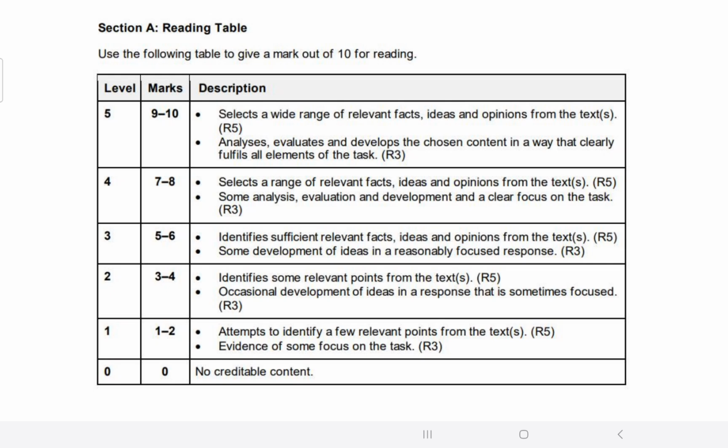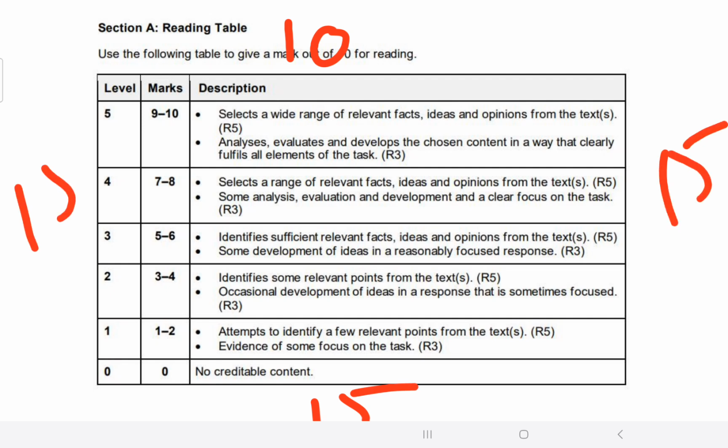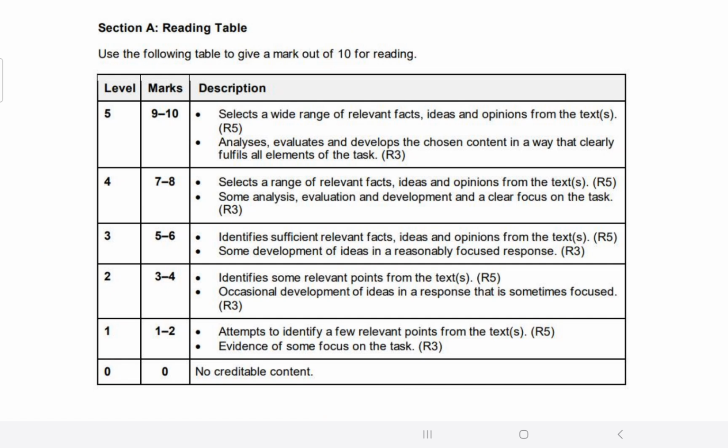Just have a look at this, that you have to achieve, you have to reach this level. As far as reading is concerned, now you all know that in directed writing task you have 10 marks for reading and 15 marks for writing. So when you have these 10 marks, what actually is the level that you should reach?